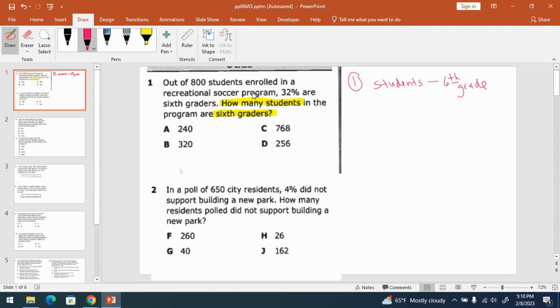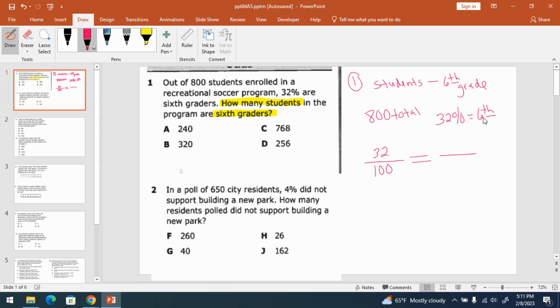So it says out of 800, so I know that 800 will be the total. So there's 800 total students. Okay, it says out of 800. Then it says 32% are sixth graders. So they already told me that the percentage are sixth graders. So in this case, what I'm going to do is I'm going to make sure that I create a proportion. So I'm going to set up a proportion. And I always like to start with my percent. So percent means out of 100. So I'm going to go 32 out of 100.